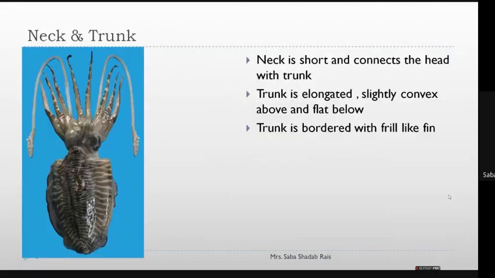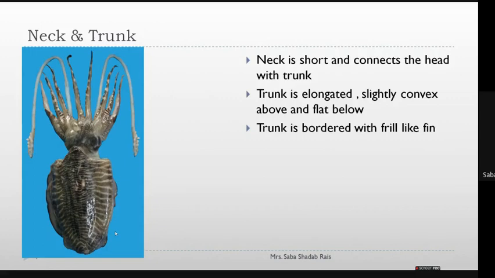Now, the next body part is the neck and trunk. The neck is very short. You can see that the neck connects the head with the trunk. The trunk is elongated and somewhat shield shaped. The base is broad, directed anteriorly, and posteriorly it has a pointed fin. You can see the fins here. The fins are used for swimming.